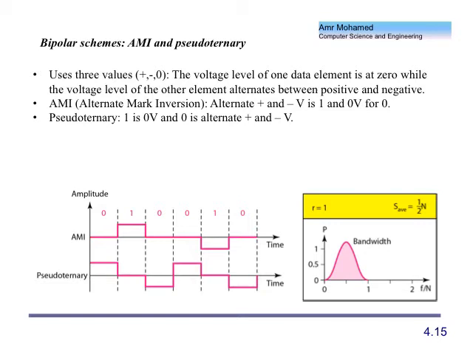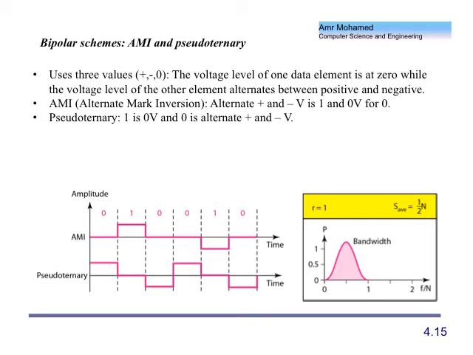So the bandwidth is shrinking now. It's 1/2. And I have no DC components. Okay? I lost the timing information only in the case of consecutive zeros. So that's another drawback here.